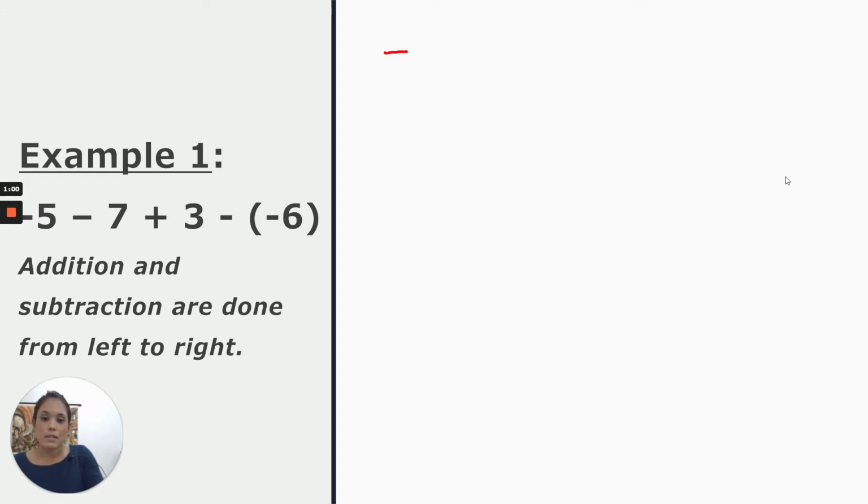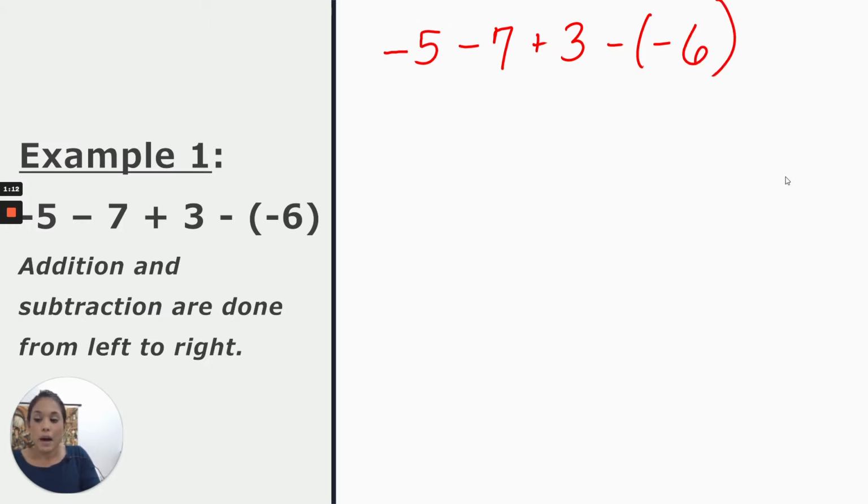We have -5 minus 7 plus 3 minus -6. So I'm going left to right. So -5 minus 7. I'm going to change my operation sign, change the sign of the second number. This becomes a negative. This now becomes -5 plus -7, which is -12. I'm going to rewrite my problem. So now I have -12 plus 3.